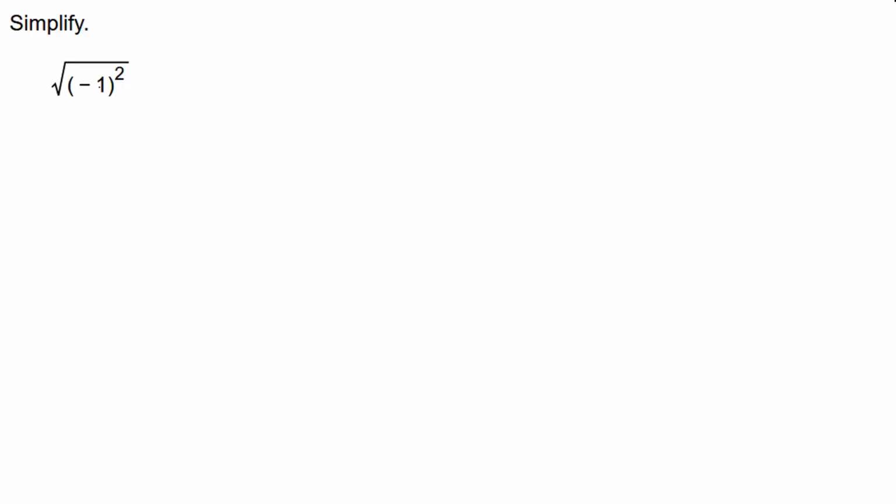All right, so here we want to simplify. So we want the square root of the negative 1 squared. So what we're going to do is simplify this first because we can get rid of that. So the negative 1 squared becomes 1. Now the square root of 1 is just 1, and so that would be our solution. What about the next one?